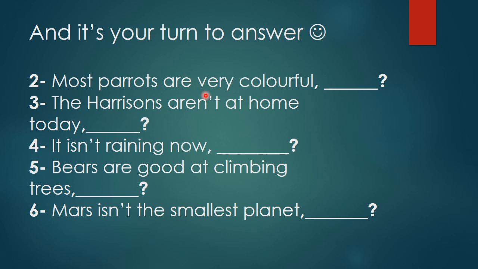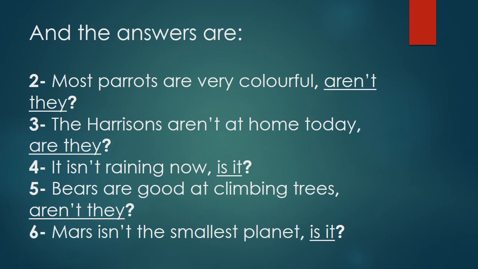Okay, I think that this is enough. Let's see the answers. Number 2. Most parrots are very colorful. Aren't they? I don't have a not here, so that means that this is a positive statement. So I need a negative question tag. Most parrots is the subject, are is the verb to be, very colorful is the rest of the sentence. So what's the opposite of are? Aren't. How can we replace parrots with a subject pronoun?